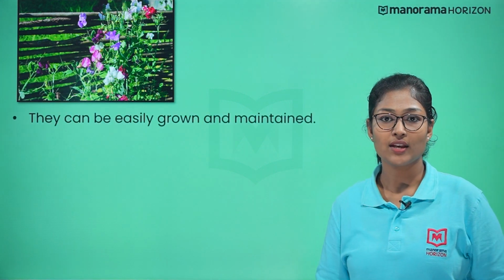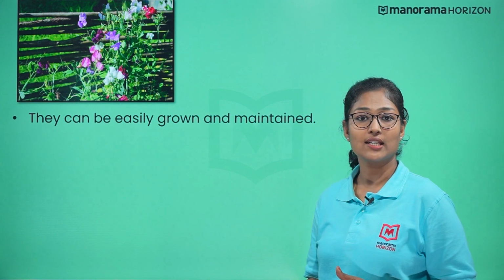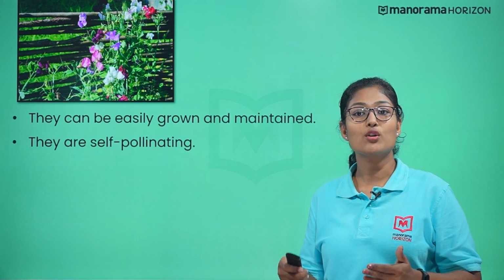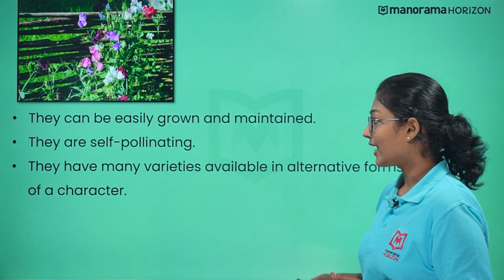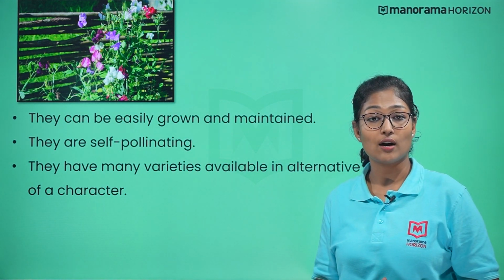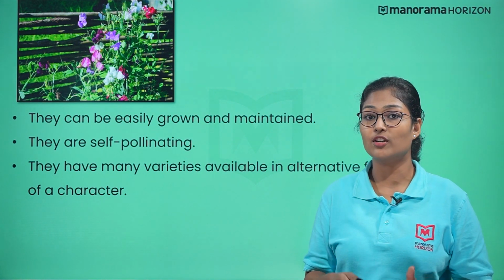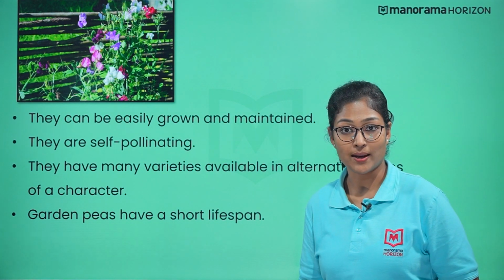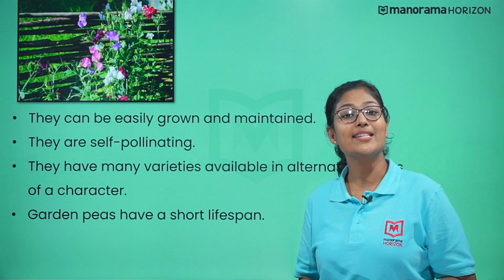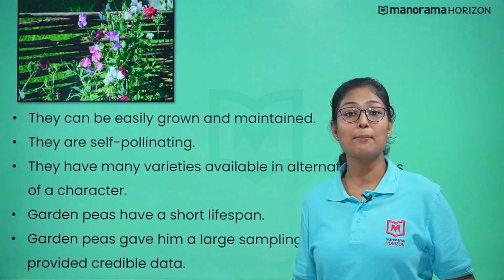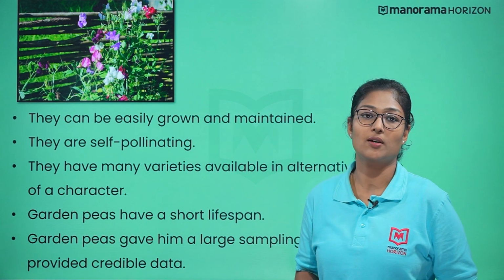Let us check the reasons why Mendel chose the garden pea. They can be easily grown and maintained. They are self-pollinating, thereby producing more breeds, but they can also be cross-pollinated. They have many varieties available in alternative forms of a character, which allowed Mendel to propose the basic framework of principles of inheritance. Garden peas have a short lifespan, thus many generations can be studied in less time. Garden peas gave him a large sampling size, which provided credible data.